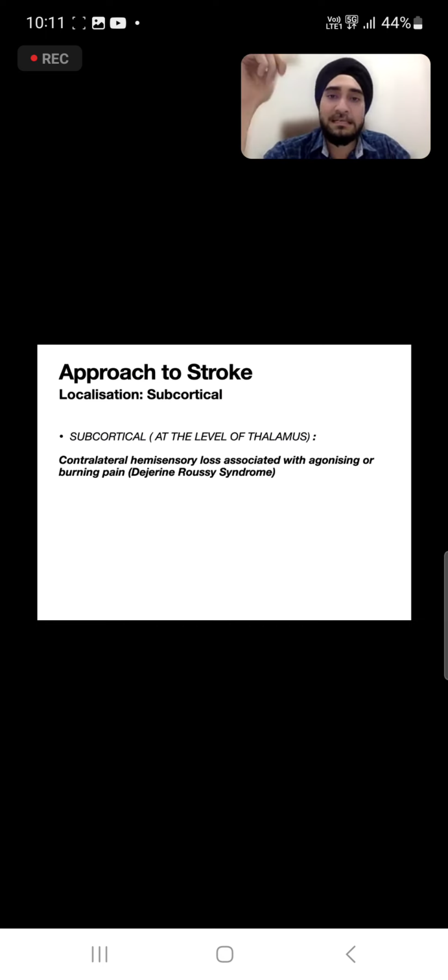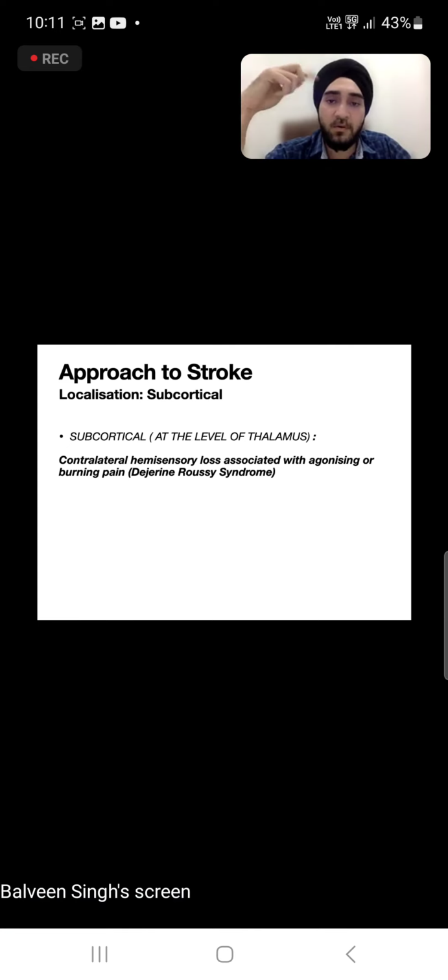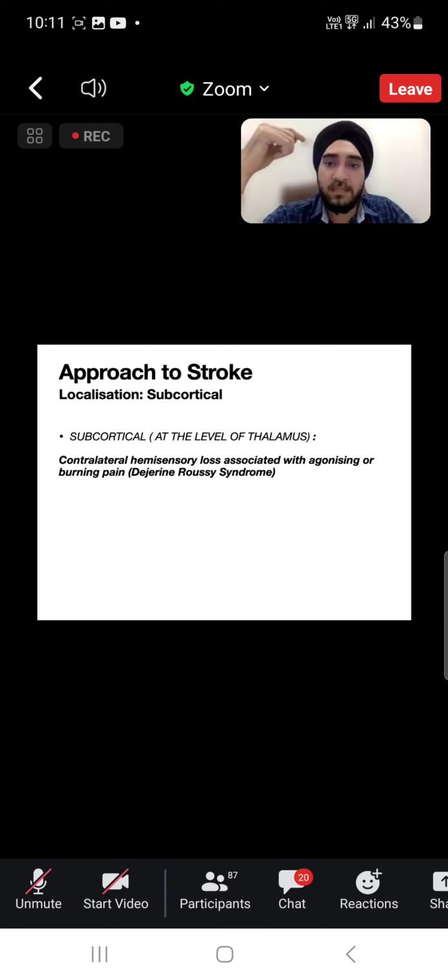Now, when I say internal capsule, I talk about everything. Internal capsule is nothing but it is passing through the basal ganglia structures. So I'm not going to go into detail of the basal ganglia structures, infarcts, and what happens when they are infarcted. We're going to talk about them when we talk about the stroke syndromes. Subcortical level, I want you to tell at the level of thalamus also.